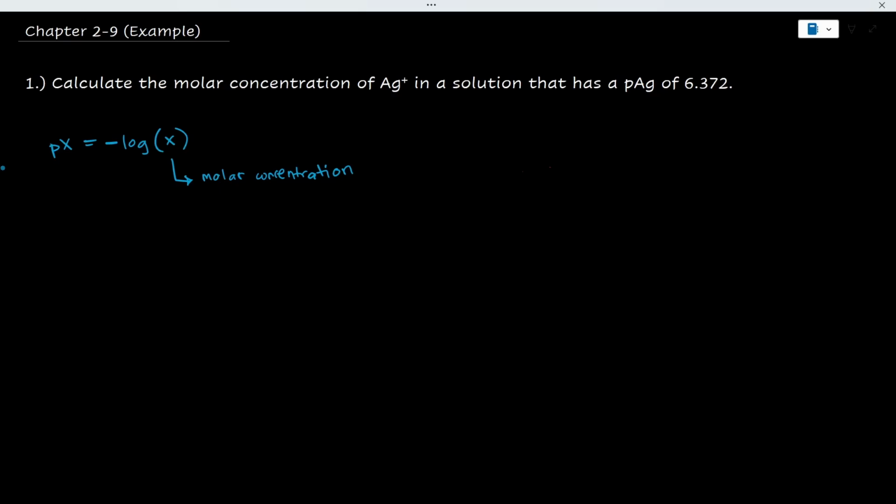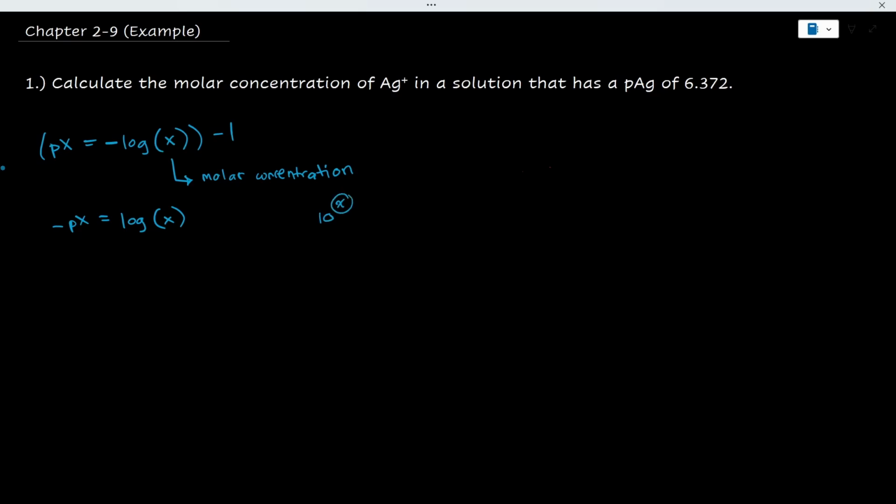We can do this. Let's multiply both sides by -1 to cancel this, so we get negative px equals log of x. Now we want to cancel this log in order to isolate x, the molar concentration. To cancel the log function, we use what we call the anti-log. Anti-log is basically 10 to the power of something.